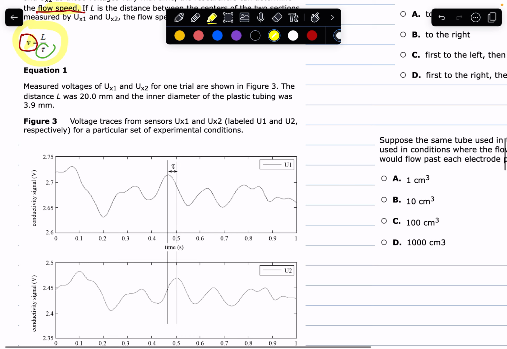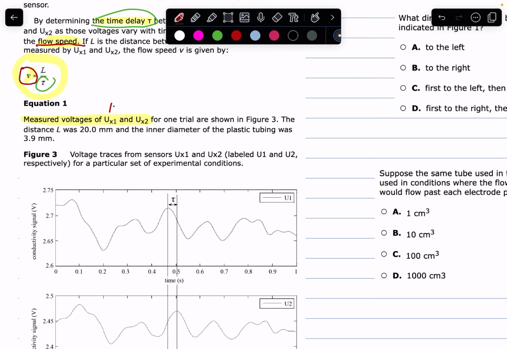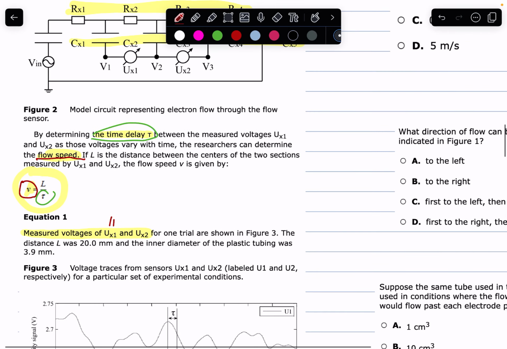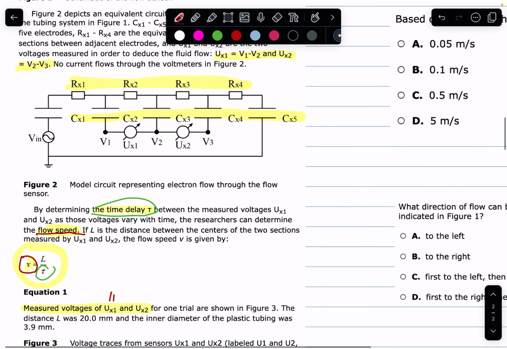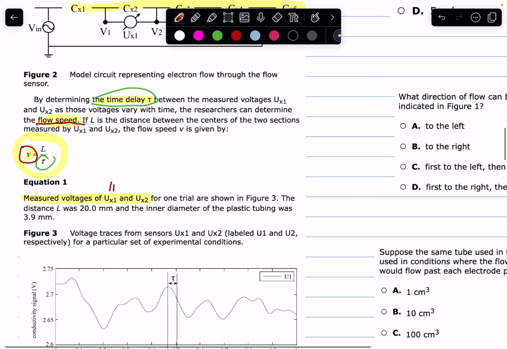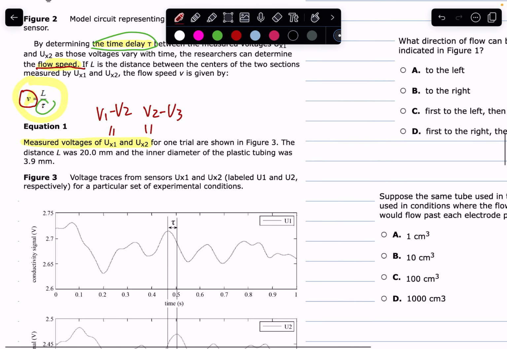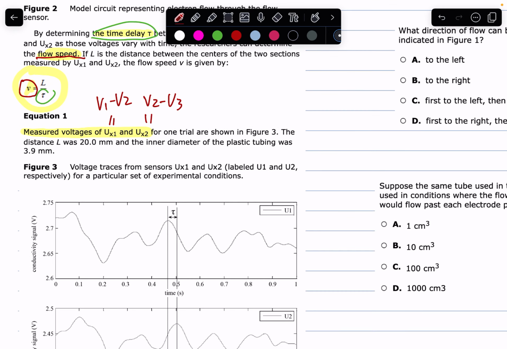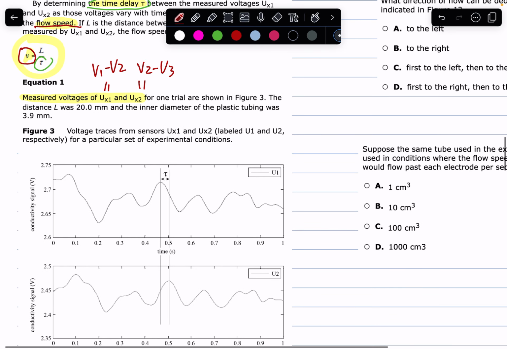So measured voltages of UX1 and UX2 for one trial are shown in figure 3. Okay, so we know figure 3 is basically measured voltages, right? And also remember UX1 equals V1 minus V2. UX2 is V2 minus V3, okay? Those relations in the passage are most likely to be tested, so we want to be sensitive about those, okay? All right, let's keep reading.